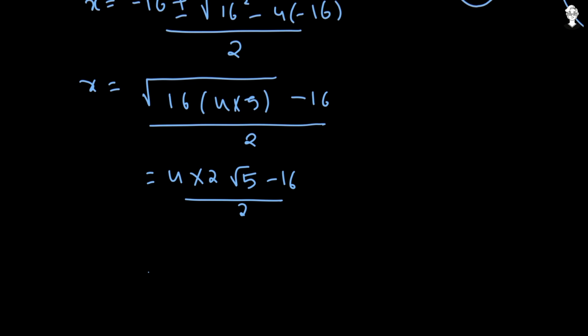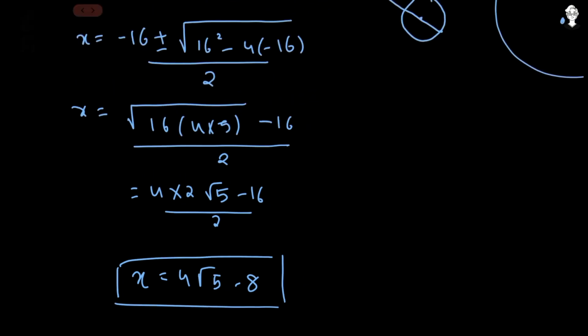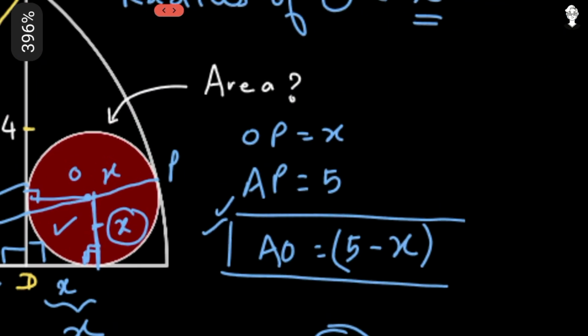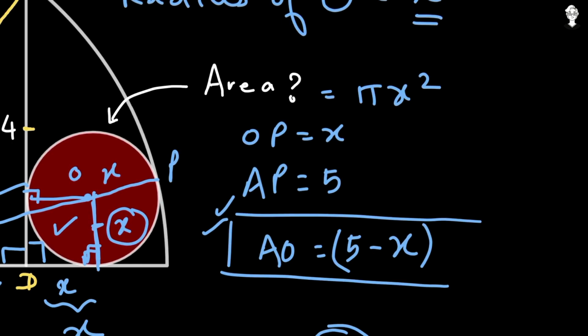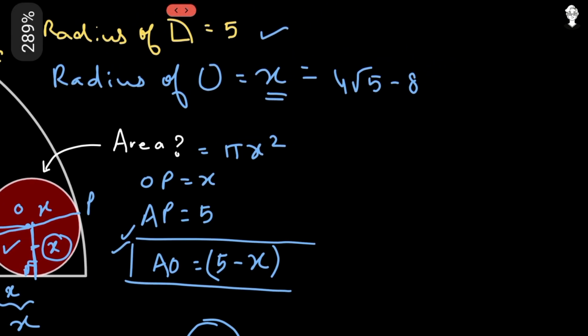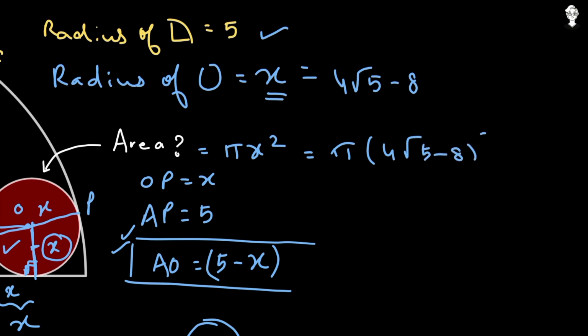Now if we simplify it further, we will get x equals 4 square root of 5 minus 8. So here we have got the value for the radius of the red circle. Now what we have to find is the area. Therefore area is equal to pi times the radius square, so pi x square. Now the value of x we have got is 4 square root of 5 minus 8. Therefore area becomes pi times (4 square root of 5 minus 8), the complete square.